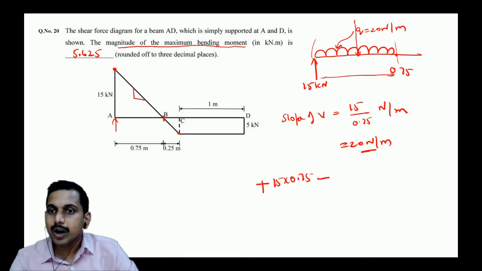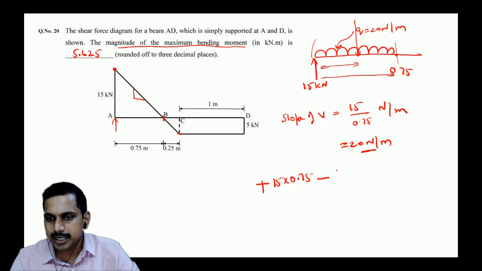We have on this side the distance with the equivalent is 0.75 by 2, or let us calculate how much. There is Q into 0.75, right? Q is 20. 20 into what is the direction it is causing? It's opposite to this. Sorry, minus. I'm sorry. It's opposite to that. It is causing a hogging bending moment, so minus.